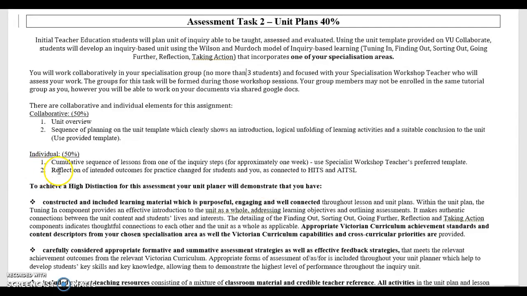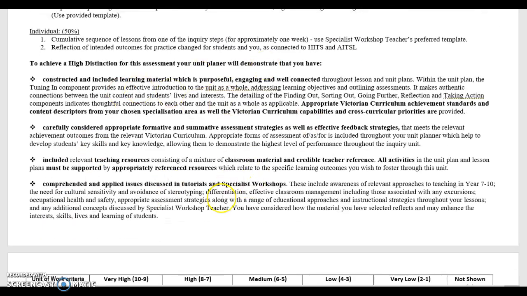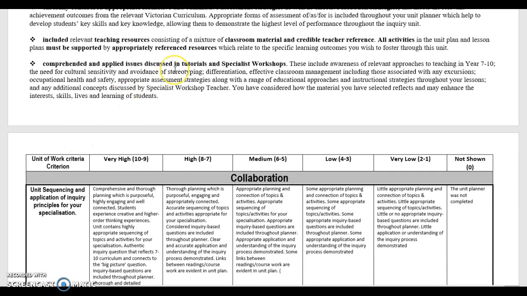The second thing is the reflection of intended outcomes. I've discussed this. Okay, so this is you as a teacher. How have you connected to HITS and what AITSL outcomes have you achieved? Thinking about where to next as well. So what do you need to look at in the future? So take note what is required to achieve a high distinction. The key to achieving a high distinction is making sure that you connect what you have covered throughout the workshops, throughout the tutorials within your unit.